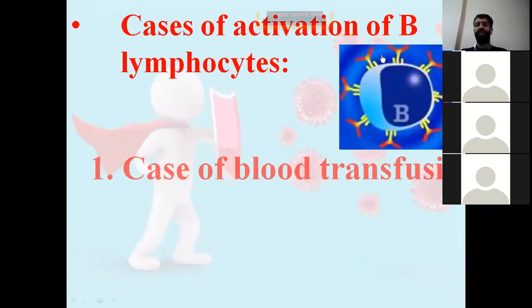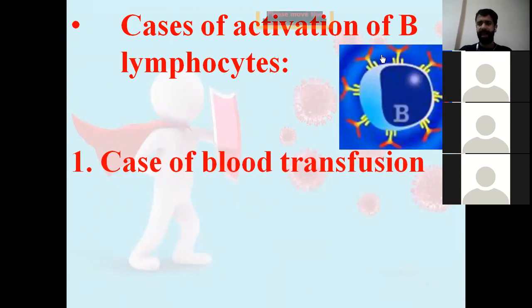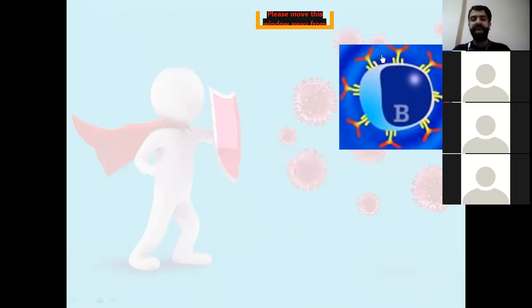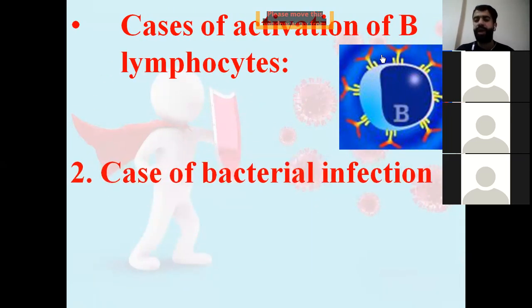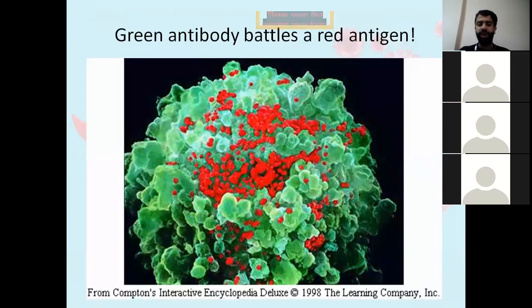Now, cases of activation of B lymphocytes. When are B lymphocytes activated? In a viral infection or in the case of graft rejection. Activation of B lymphocytes also occurs in the case of blood transfusion. Why blood transfusion? Because there is secretion of antibodies. And the second case is bacterial infection, when I have an infection by a bacteria. So here an antibody is fighting against an antigen.